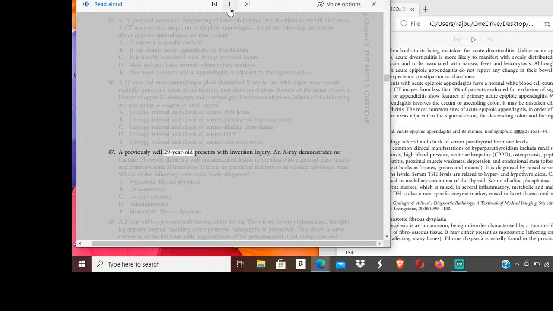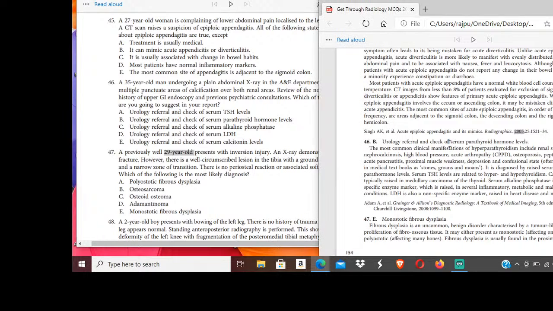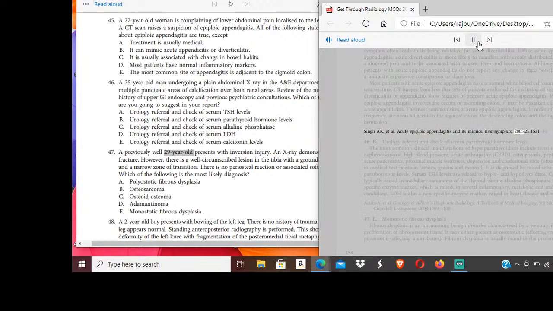47. A previously well 29. 46, B. Urology referral and check of serum parathyroid hormone levels.